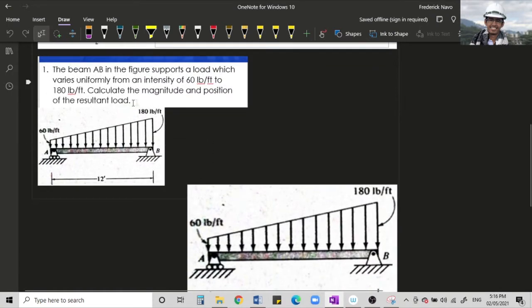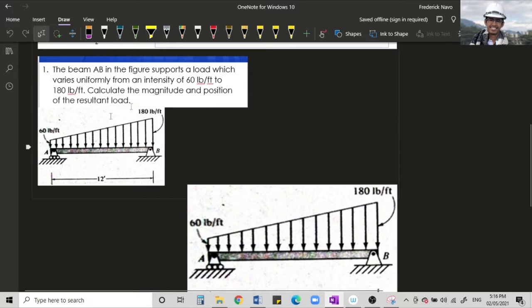So, the beam AB in the figure supports a load which varies uniformly from an intensity of 60 pounds per feet to 180 pounds per feet. So, calculate the magnitude and position of the resultant load. So, class, when our load is uniformly distributed, it is in pounds per feet. So, it has pounds per linear distance, okay. So, that will be per feet or per meter or per inches. So, in this case, we have a beam AB here.